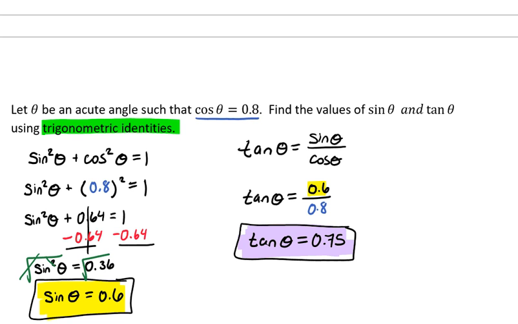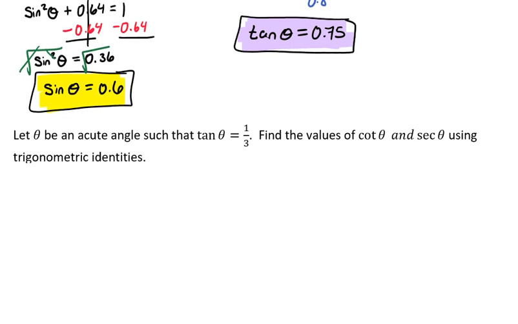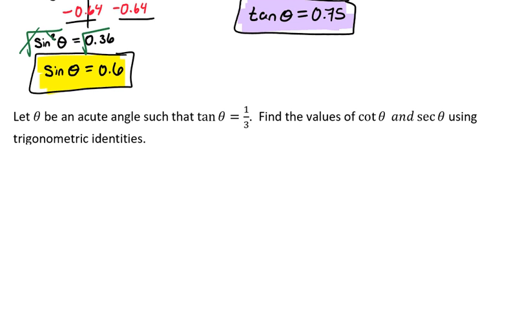Let's do one more example where we're going to be applying trig identities. All right, so in this example, we're going to let theta be an acute angle such that the tangent of theta equals 1/3. And we're going to find the values of the cotangent of theta and the secant of theta using trigonometric identities. So what do we know?